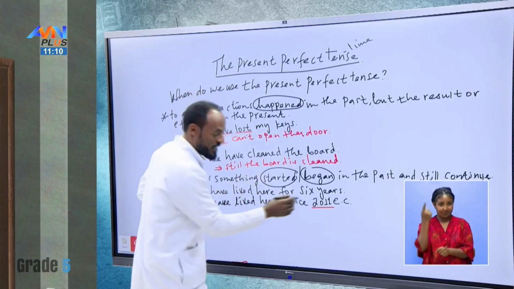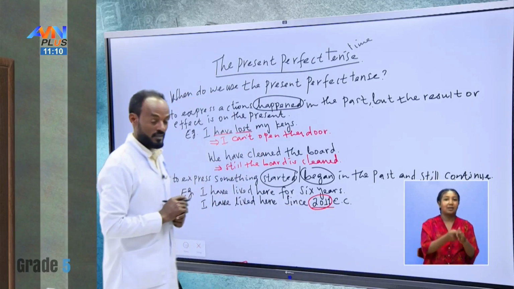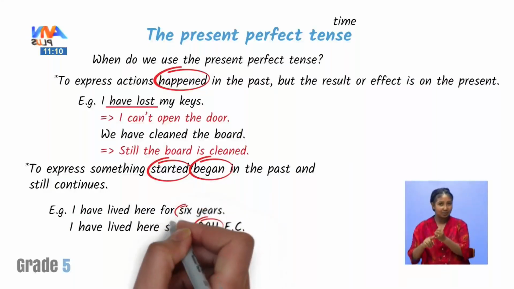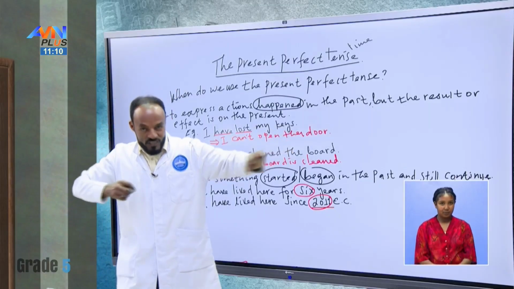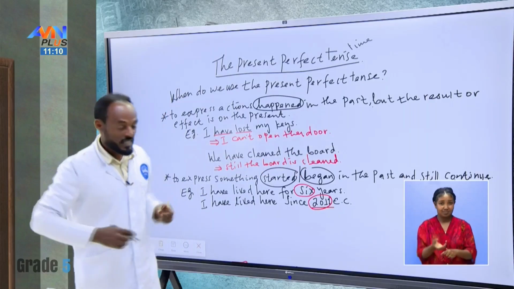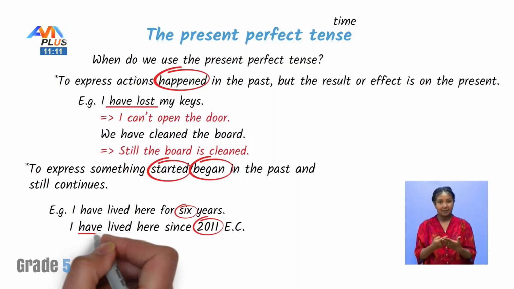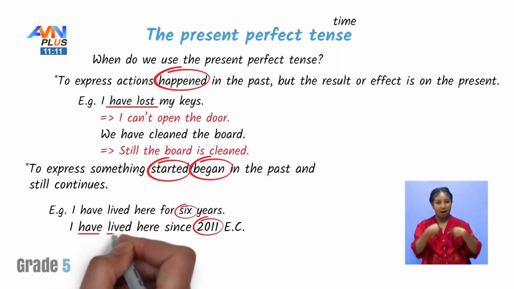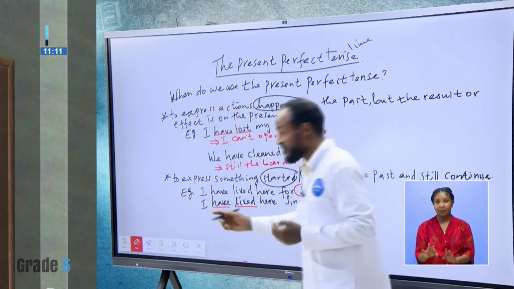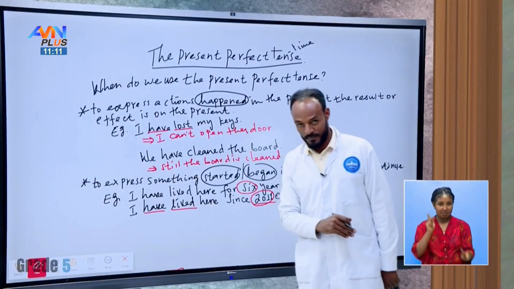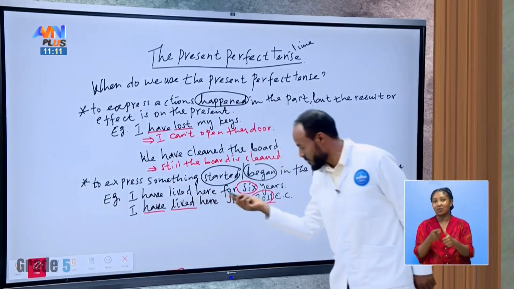Clear? Nice. So here, this one is just the starting point. This one is the length of the time, the duration of the time. Am I right? So come on here. We've used here subject, have, plus verb 3. This one is the form of present perfect tense. Am I right? Nice, students.